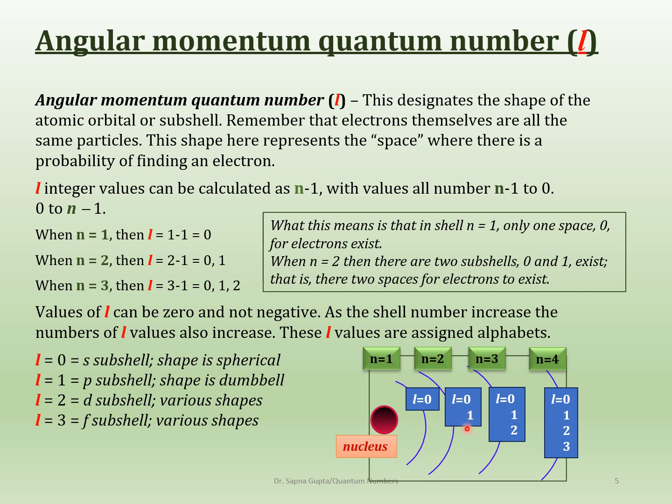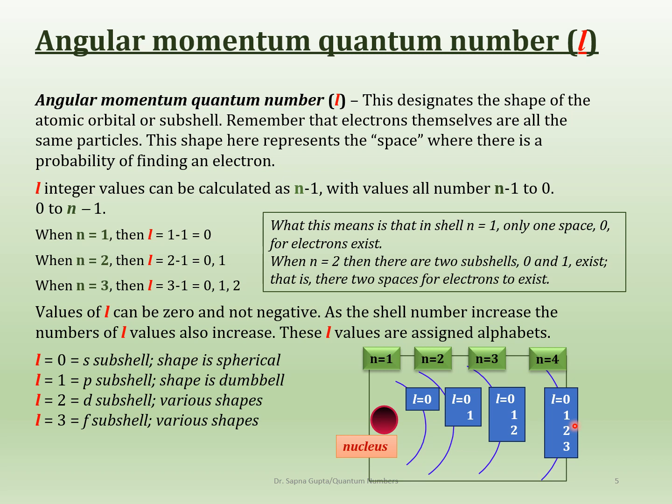These are called subshells also. You can also call them orbitals. So subshells or orbitals, both of them are fine, because remember we are going from orbit to orbital, shell to subshell. In n is equal to 3, there are 3 spaces for electrons to exist. And now there are 4 spaces for electrons to exist.